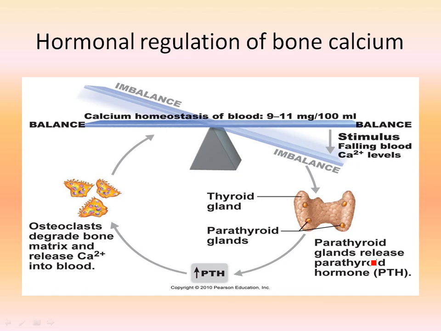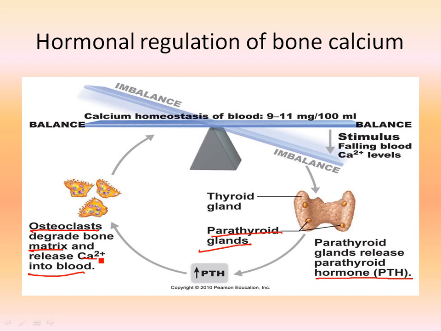Let's look at the hormonal regulation of bone calcium. Whenever the blood calcium level falls, then the parathyroid glands, which are found embedded in the thyroid gland, release a hormone called the PTH or the parathyroid hormone. The parathyroid hormone stimulates osteoclasts, which are found in the bone, that degrade bone matrix. It doesn't matter if the matrix is new or old. It is going to be broken down so that calcium can be released into the blood and the blood calcium level rises.